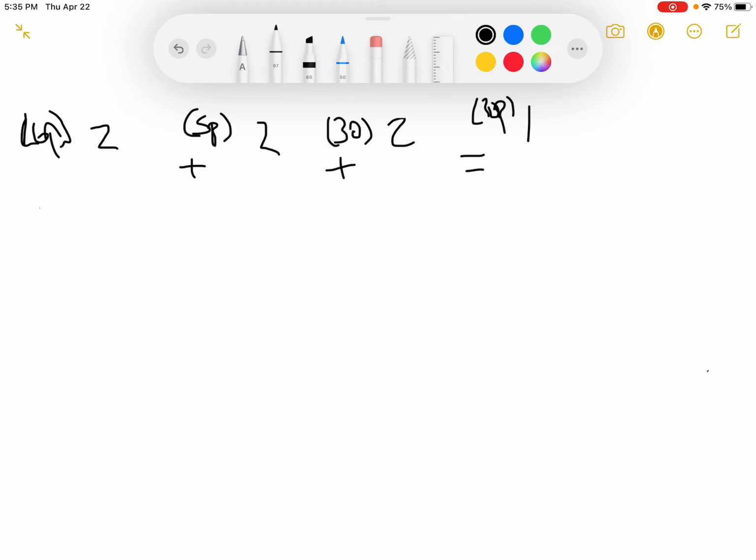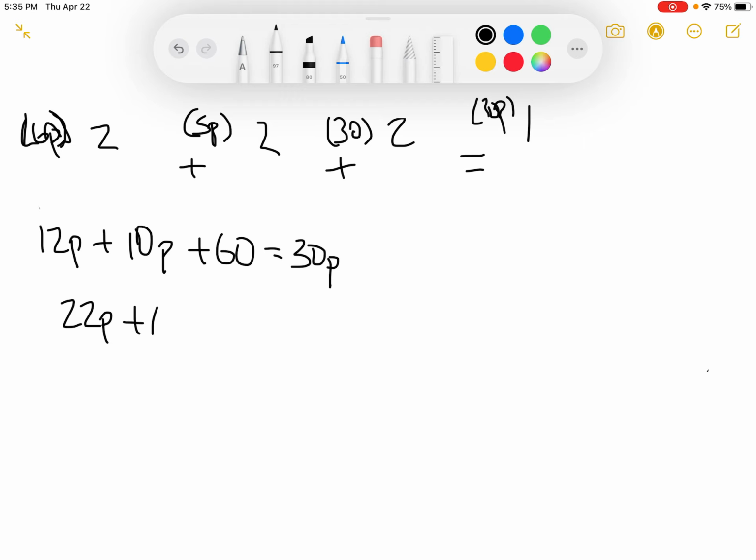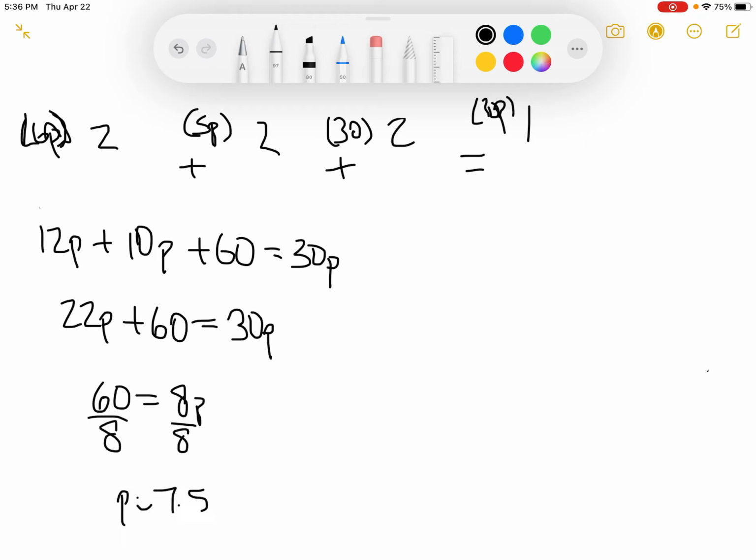So this is 6p times 2, even though that's hard to read, sorry. That gives you 12p. 5p times 2 is 10p. 30 times 2 is 60. And then 30p times 1 is just 30p. Okay, so as you can see, pretty much what ends up on the other side of the equal sign is always what the common denominator is. Okay, so now we have 22p plus 60 equals 30p. Subtract the 22p, you get 60 equals 8p. Divide by 8, and you get p equals 7.5.